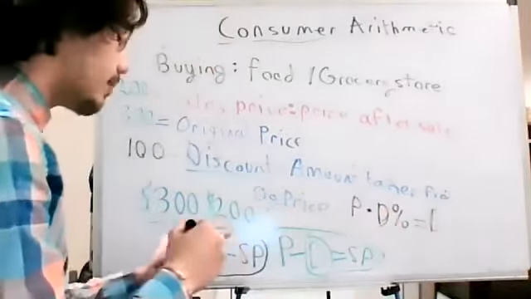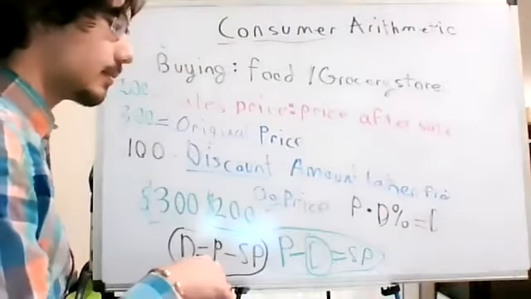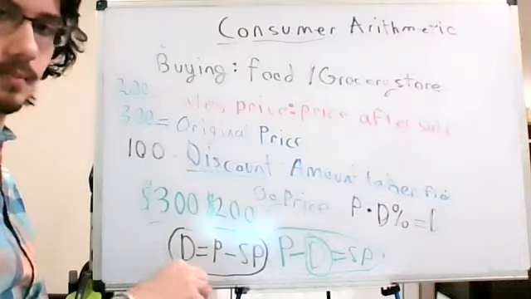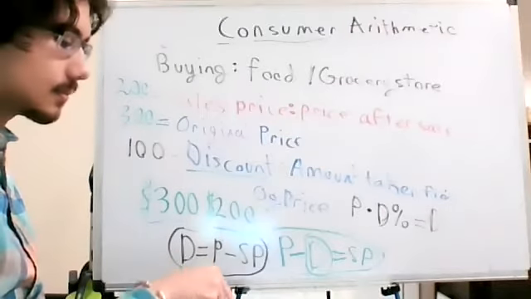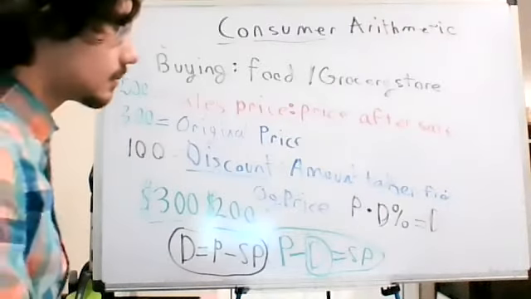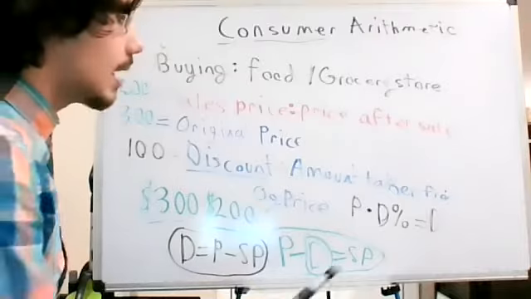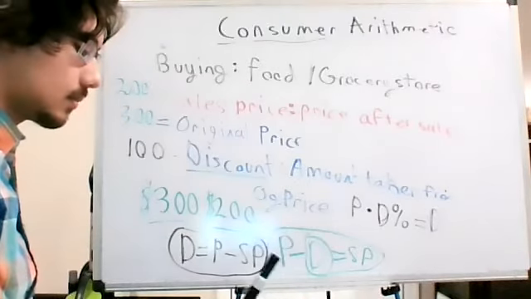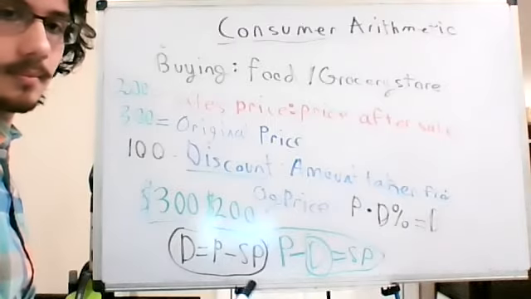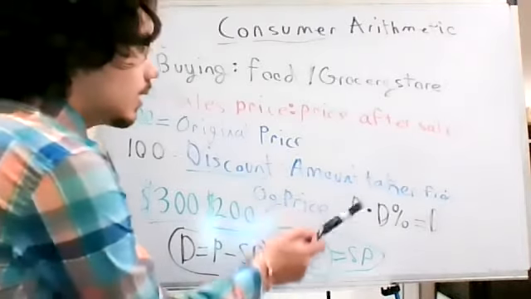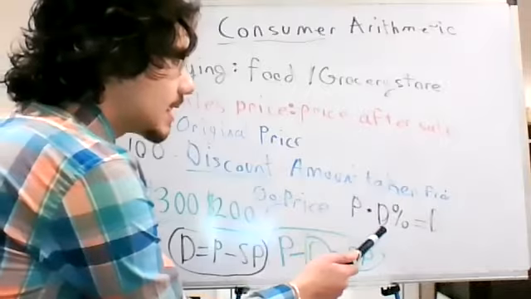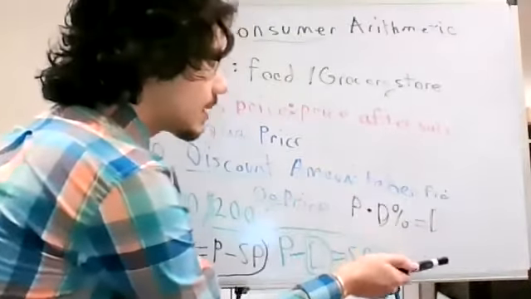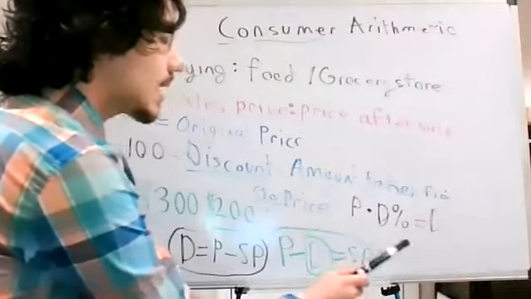So how do you find the discount percent? So I just want to ask, the dot in between price and discount percent, what does that stand for? It means multiply. So you took the price and you multiplied it by the discount percent to find the discount amount. How would you find the discount percent?